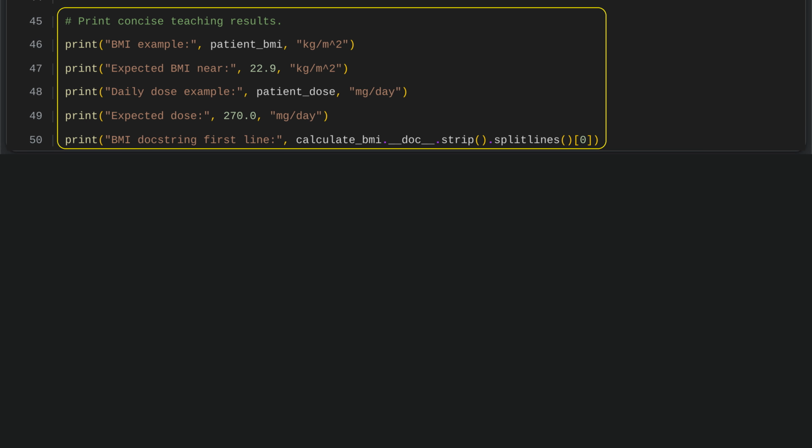The output shows the calculated BMI with its units, then an expected BMI value for comparison. It also prints the calculated daily medication dose and a reference dose to help verify accuracy. Finally, it displays the first line of the BMI calculation function's docstring, demonstrating how concise documentation can be accessed and used.